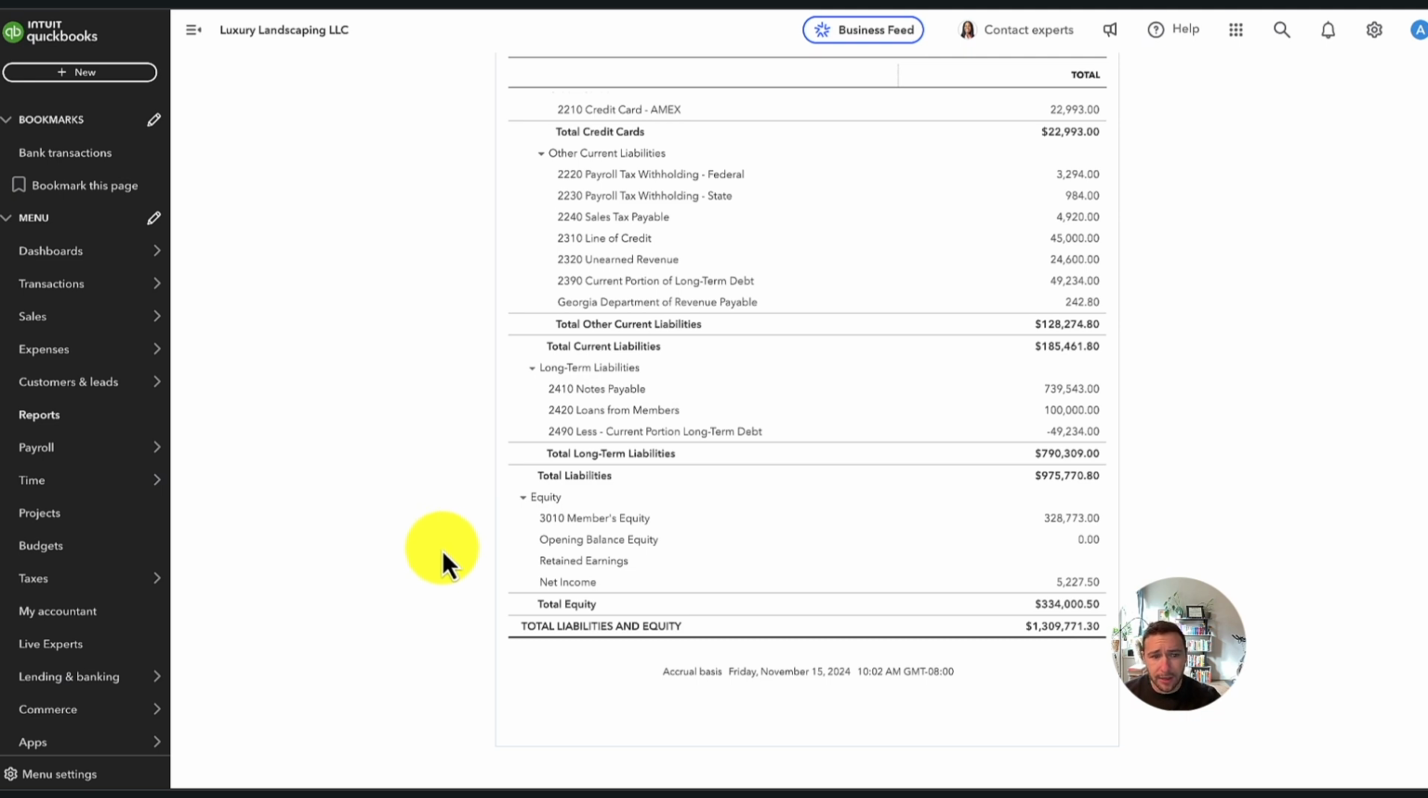This would be the money that you, as a member of your business, have put into the business that you can also take out. And this is also technically your profit. If you want to take money out of the business, this is the category it would be coming from.